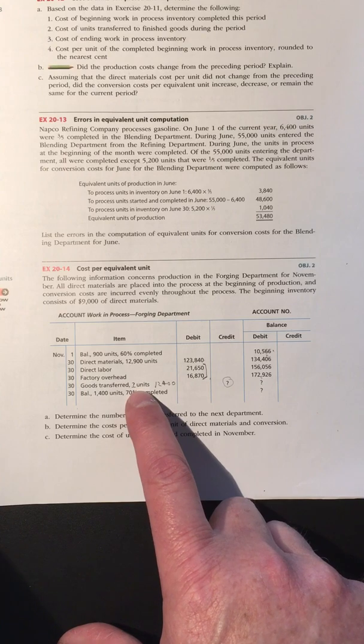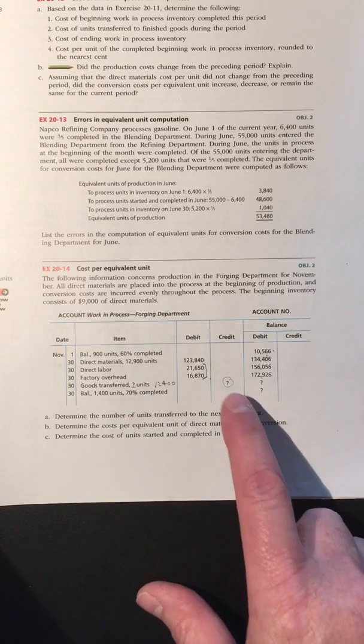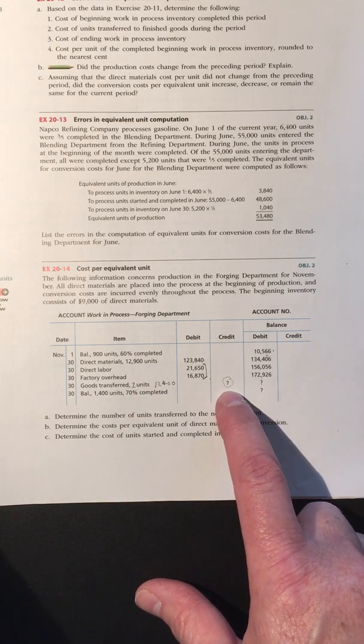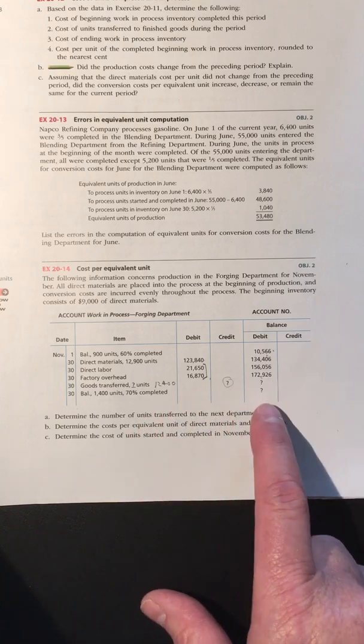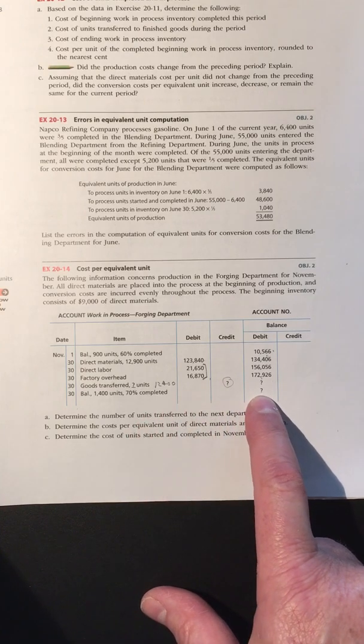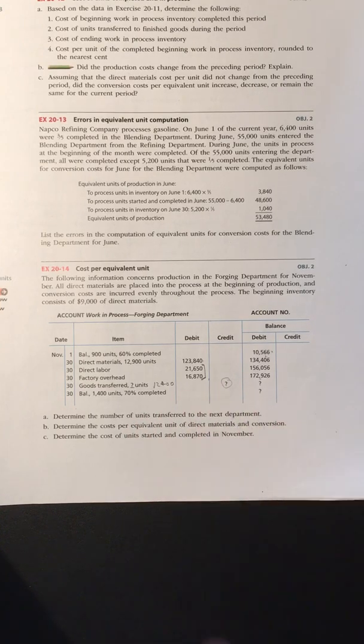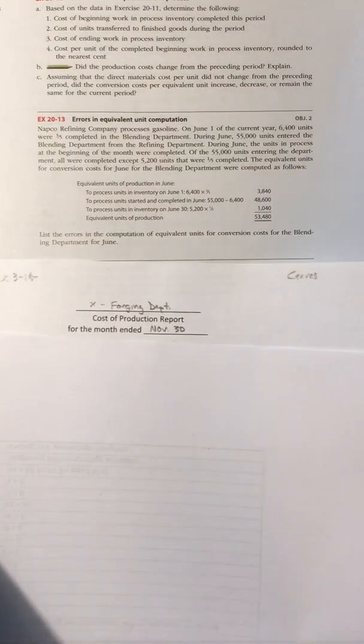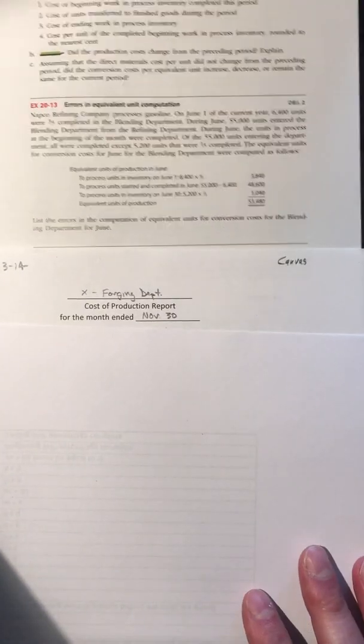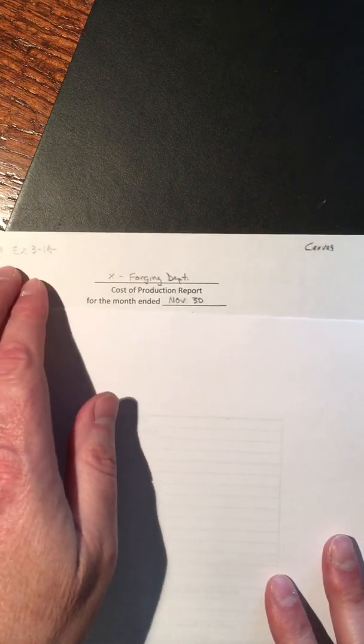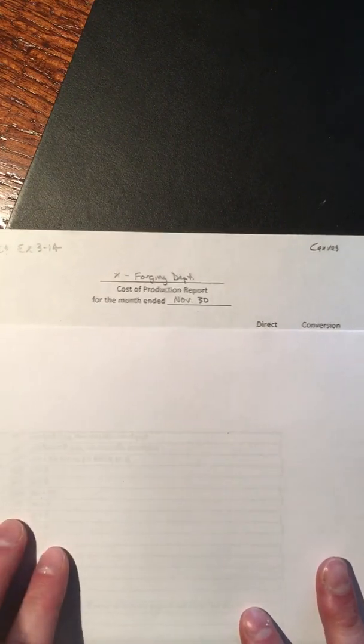So the key thing I want to figure out now by doing this cost of production report is, what is this credit? What is the cost that's transferred out, and what does that leave me with in ending work in process? So we have everything we need here to be able to do that. I'll start out by having a proper header like we do on all of our work. This is the name of the department, the forging department, and it's for the month ended November 30th.